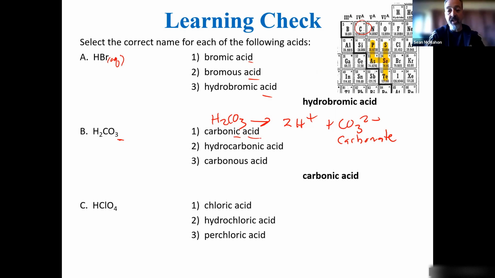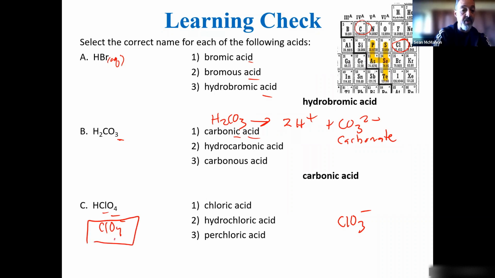This one's a little trickier because I see that the chlorine has 4, but chlorine is not on the 4. So really my chlorate is ClO3. So this is derived from ClO4 minus, which means it has 1 more than chlorate. So this must be perchlorate. So if this is perchlorate, this must be perchloric acid.